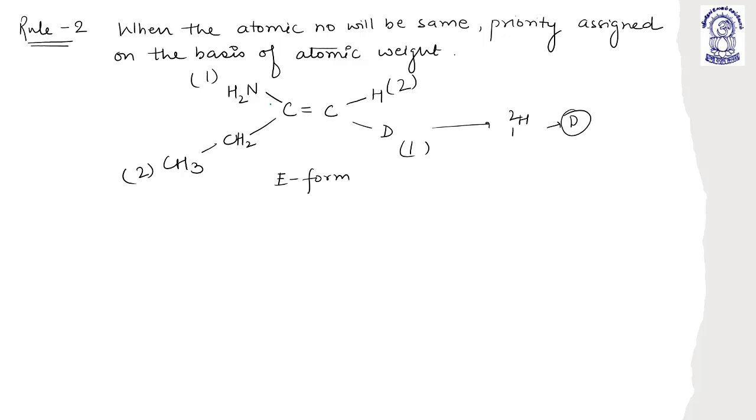Okay, the atomic number is 6 for carbon, atomic number is 7 for nitrogen. Which is more prior? It is understood, but here there will be a difficulty. That is why the second rule says atomic weight is considered if the atomic number is the same. Now rule 3.